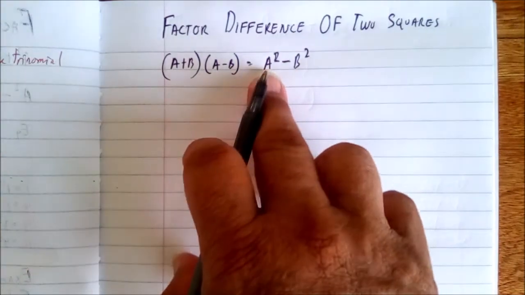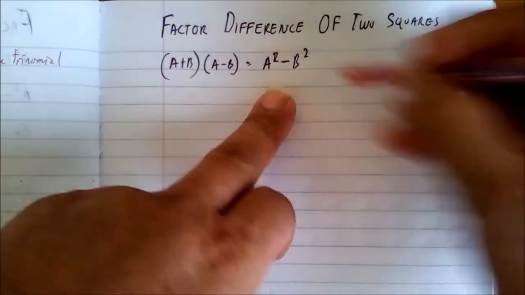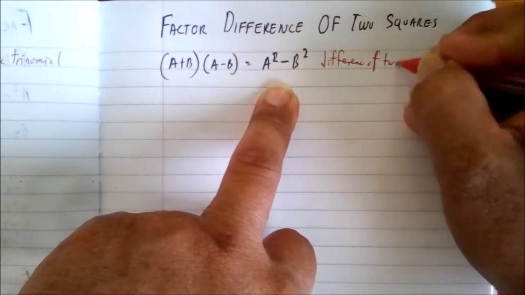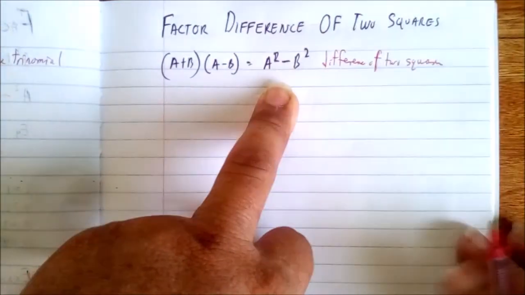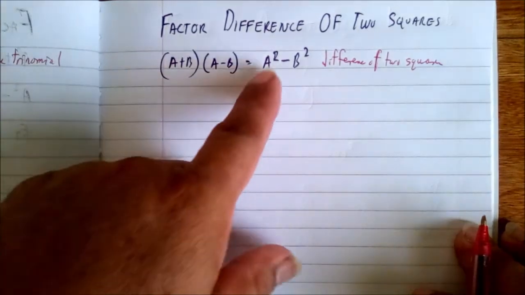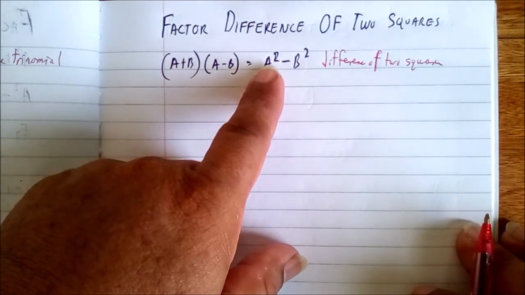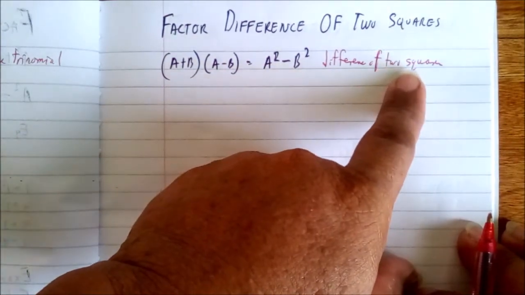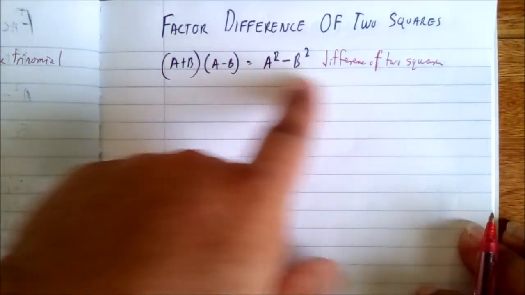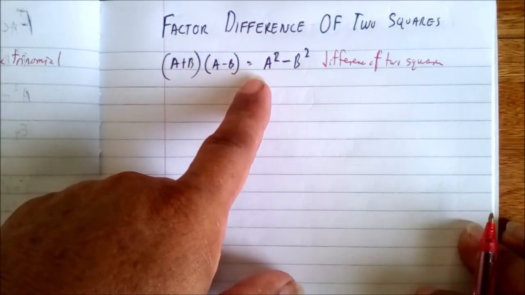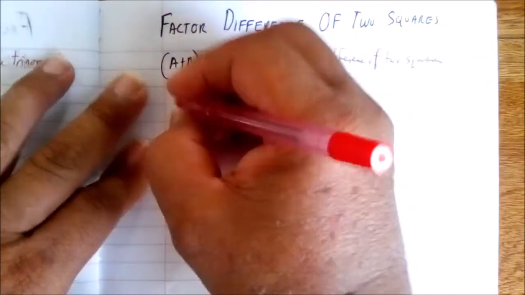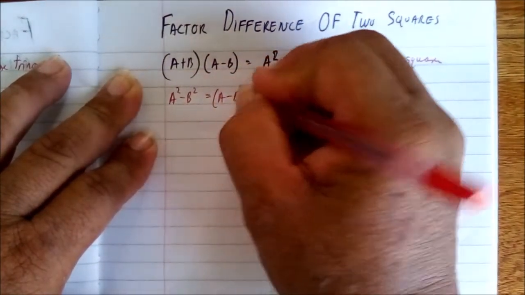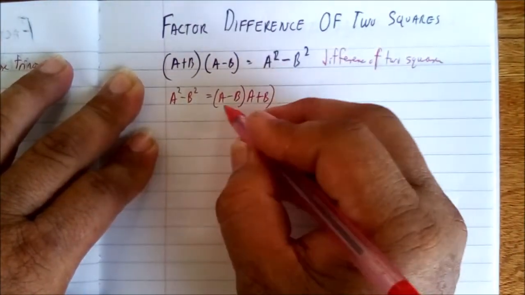The binomial a squared minus b squared is called the difference of two squares. Because a squared is the square of a and b squared is the square of b, this is known as the difference of two squares. If we reverse this rule, we obtain a method for factoring a difference of two squares. If we get a squared minus b squared, we can go to a minus b, a plus b, or you may want to put a plus b and a minus b.